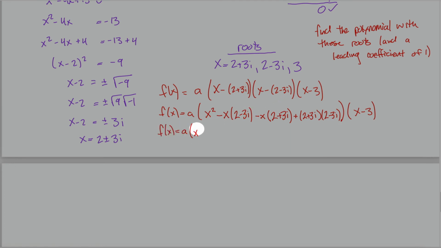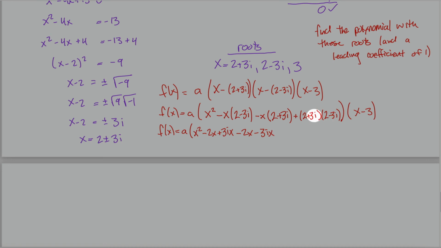I'll bring the x squared straight down. I'll get rid of these parentheses by taking the negative x and distributing it through. So I get negative 2x plus 3ix. Then I'll take this negative x and distribute it through these parentheses. So I get negative 2x minus 3ix.